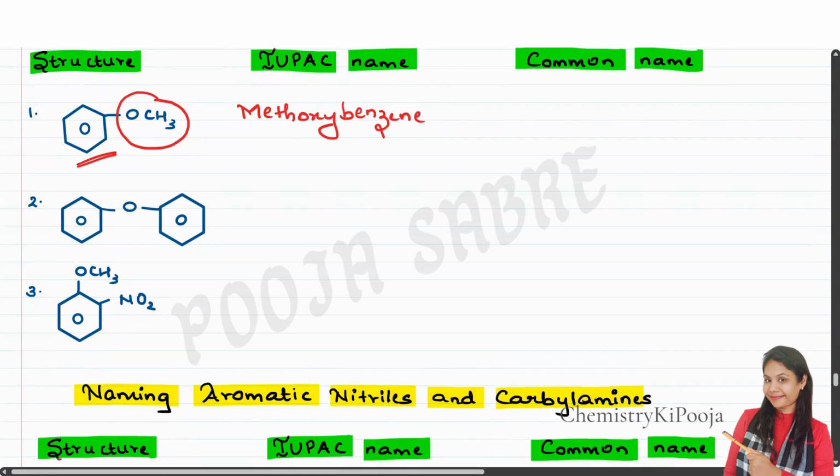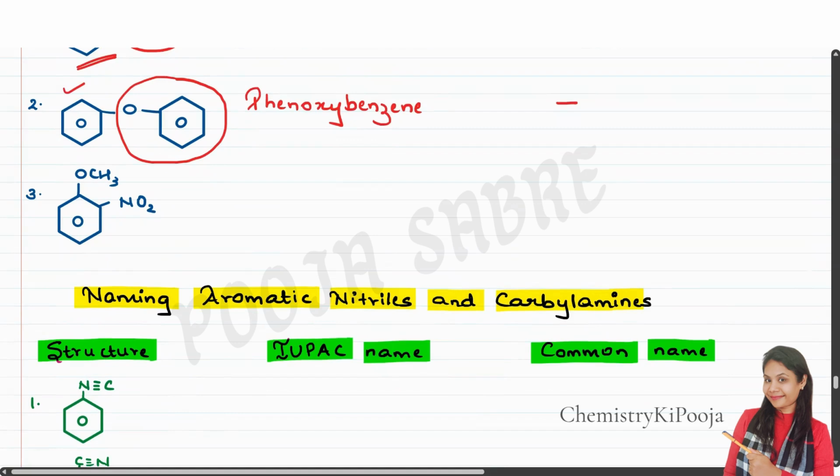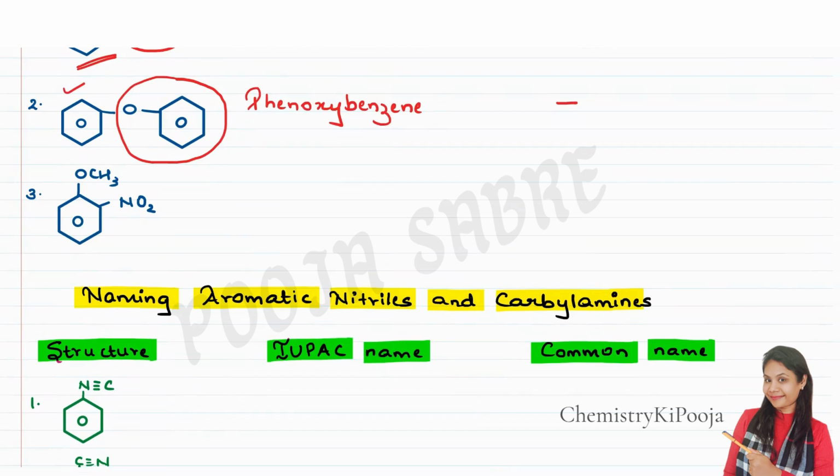Coming to the second question, on both sides we have a phenyl group. So one of the phenyl groups I'm going to take with oxygen. This will become phenoxy, isn't it? And the other phenyl group, when written as a suffix, becomes benzene. So the naming is phenoxybenzene.